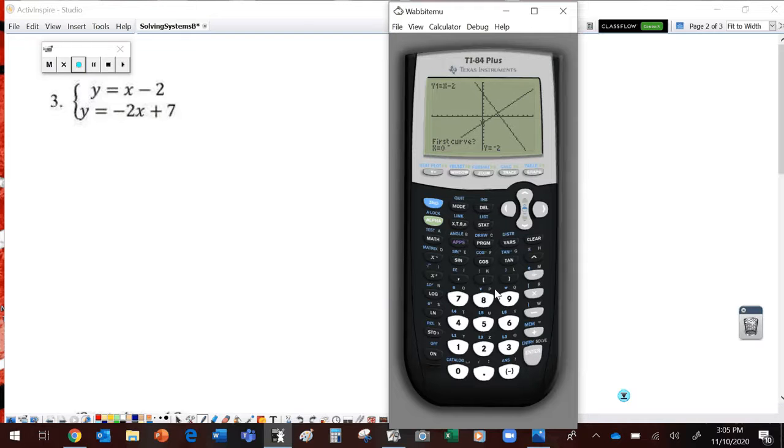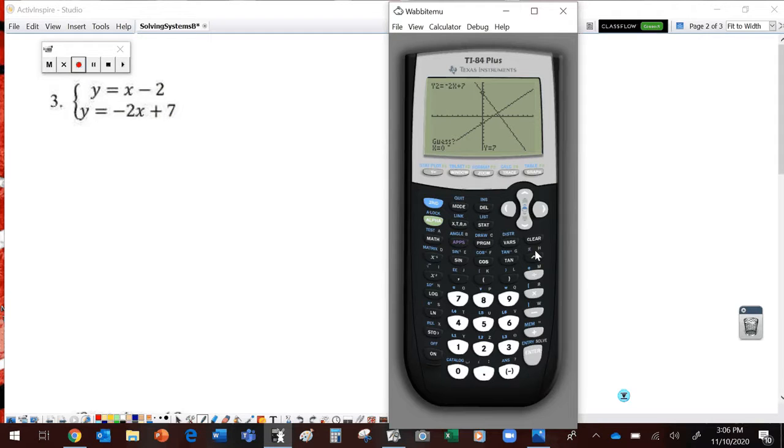Okay, now down here you can see that says first curve, and it's blinking, the cursor is blinking right here on the point 0, negative 2. And that's on our y1, first equation that we typed in, y equals x minus 2. Okay, we press enter, and then it asks for the second curve. And now the cursor is blinking up here. Okay, and that's the second line that we graphed, y equals negative 2x plus 7. Okay, so we press enter.